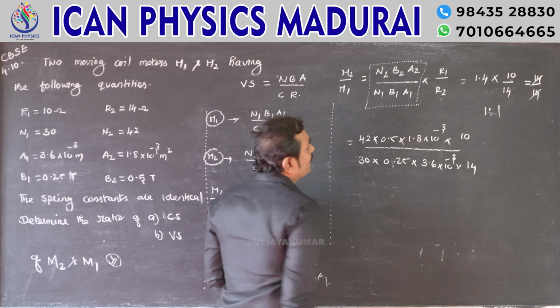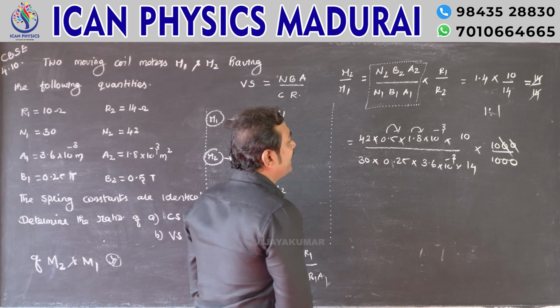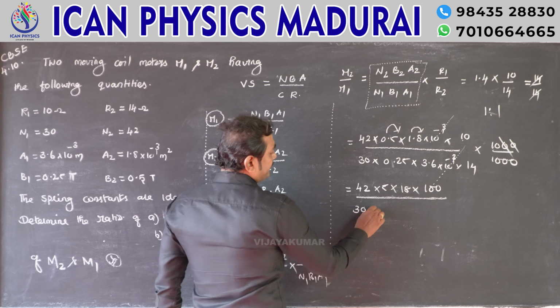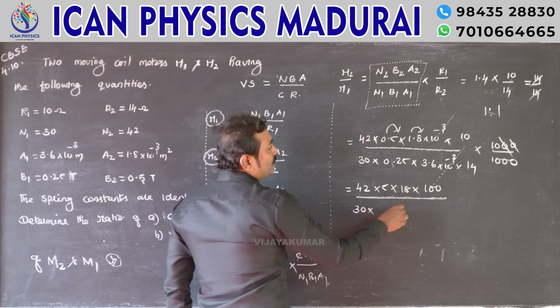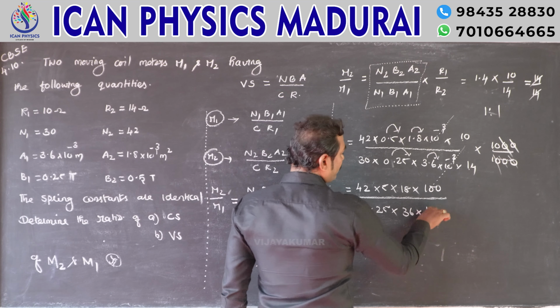For one 0, 0.5 becomes 5. For another 0, 1.8 becomes 18. 10 to the power minus 3 and 10 to the power minus 3 get cancelled. So the numerator is 42 into 5 into 1.8 into 10 into 10, so we can write 100. Divided by 30 into 0.25, which becomes 25, for one more 0, 3.6 becomes 36, into 14.